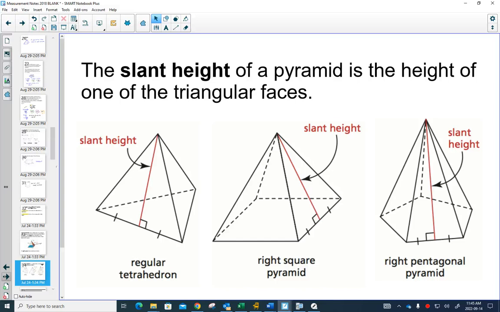Right square pyramid and a right pentagonal pyramid. The right means that the apex is perfectly in the center going up. So how would we figure out the surface area? We would have to figure out the surface area of one of the sides, times it by how many you have, because if it's a right or a regular one, they will all be the same, and then add the base. If you had to do the lateral area, then you just need to do the sides.